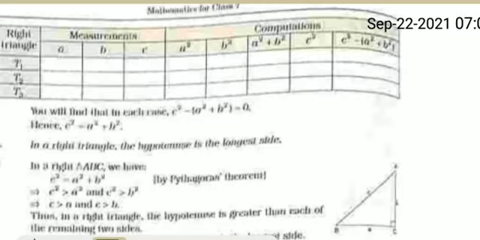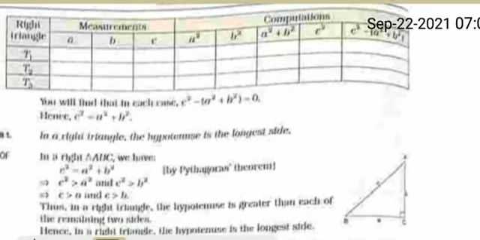Next one, students, result number 1. This one is very important. Result number 1: in a right triangle, prove that the hypotenuse is the longest side. So these types of questions may come in the exam. How can we prove it?